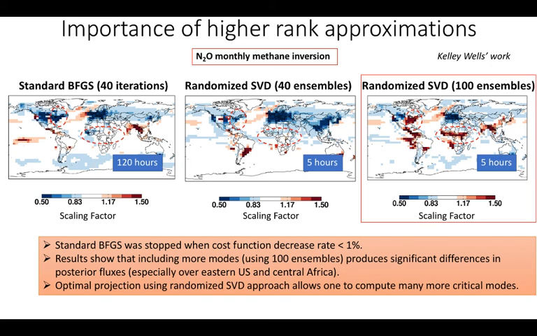You see that if you look over Eastern US, for instance, you have a negative increment for the rank 40 results. But if you include more modes, actually, you can get significant differences, even a change of sign in the increment. This is also something you see over Central Africa, where including more modes actually dramatically modifies the increment at the end.